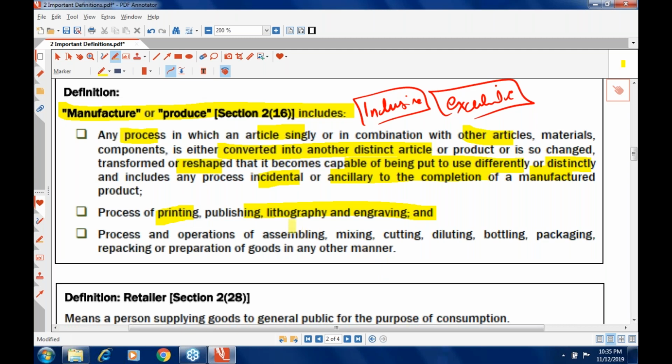Now the process and operation of assembling, mixing, cutting, diluting, bottling, packaging, repackaging, or preparation of goods in any manner.